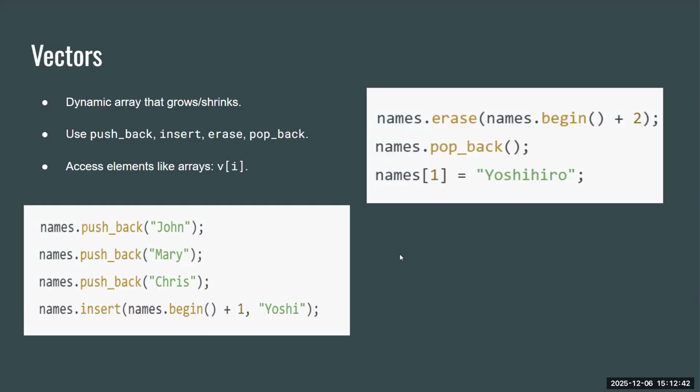And after that, we replace the second element with a new name. This directly updates the element at index 1, and the final vector would look like John, Yoshihiro, and Chris. And yeah, that's it for my part. Now my friend Zach will take over.